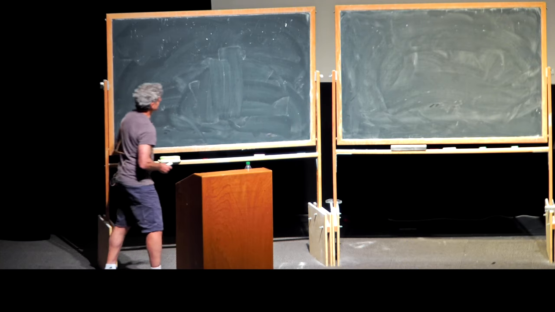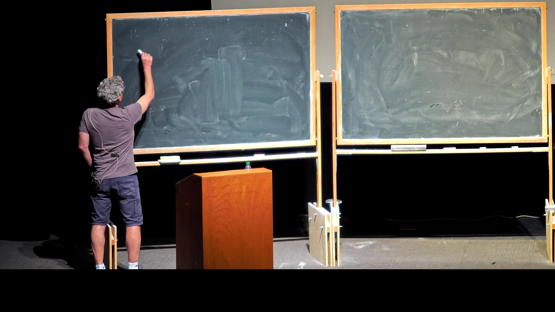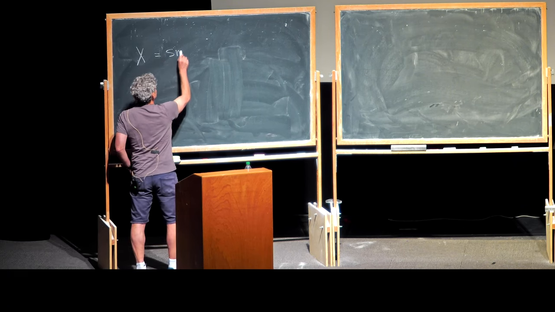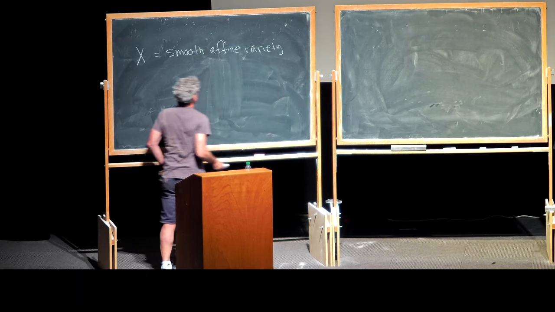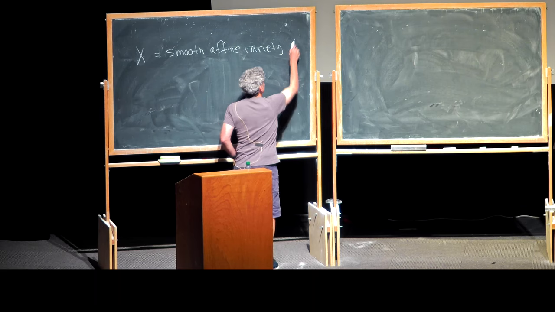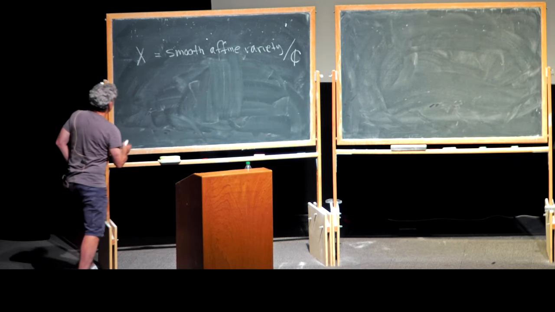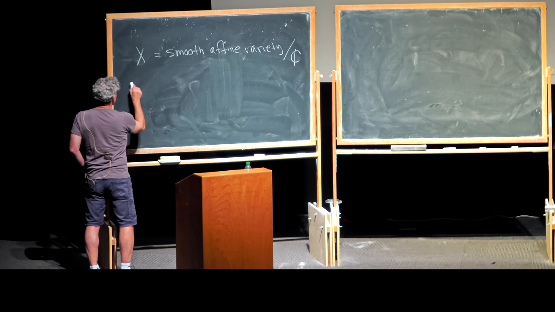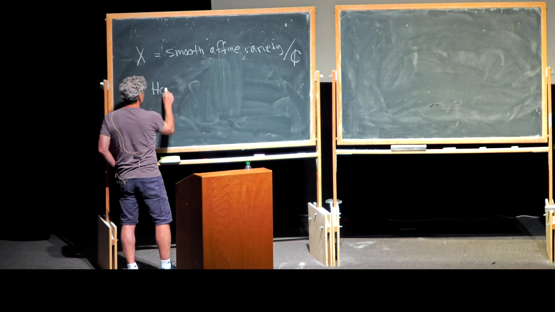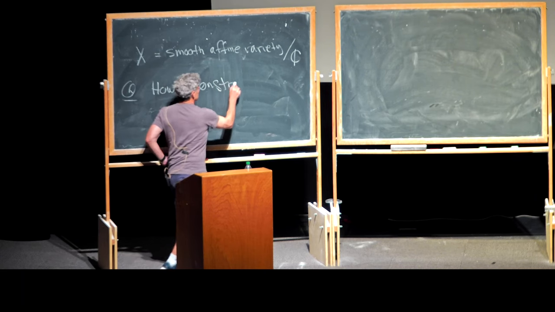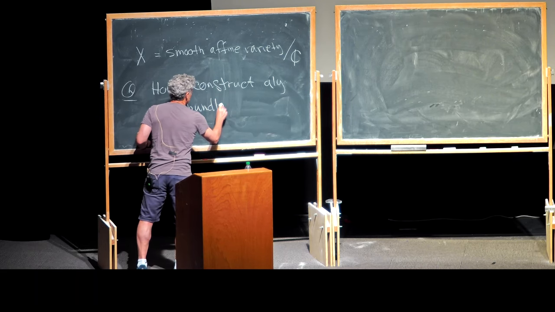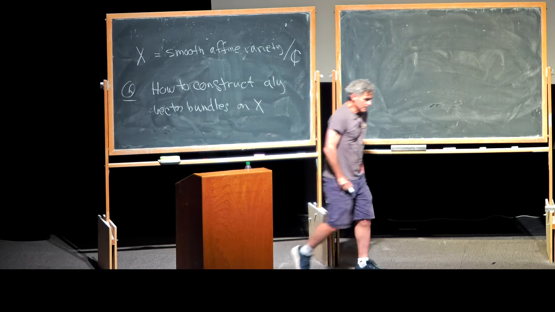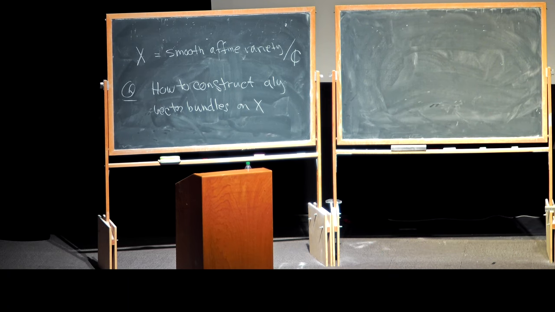So I want to talk about a problem about vector bundles. I'm going to suppose X is a smooth affine variety, and let's suppose it's over the complex numbers. The basic question is how to classify, how to construct algebraic vector bundles on X. This is a hard problem, and I want to give a partial answer, or an answer in a specific class of cases.